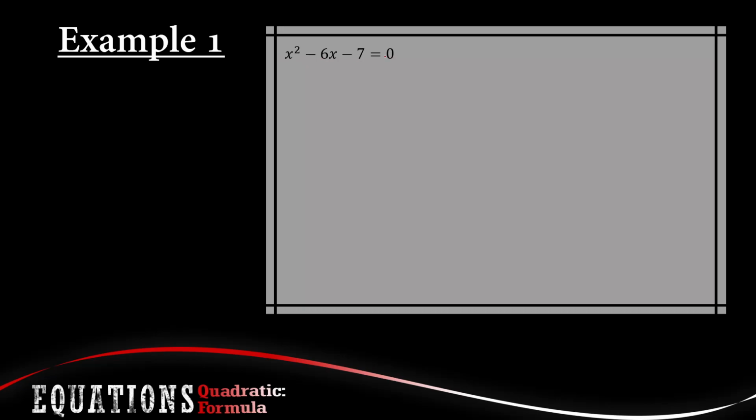Now, as you can see, it is in standard form, and with standard form I mean ax squared plus bx plus c equals 0, where a, b, and c represent the constant and the coefficients. So that means that a's value is 1, b's value is negative 6, and c's value is negative 7. So the quadratic formula looks like this. It's x equals negative b plus or minus the square root of b squared minus 4ac, over 2a.